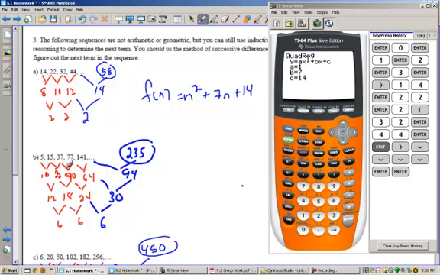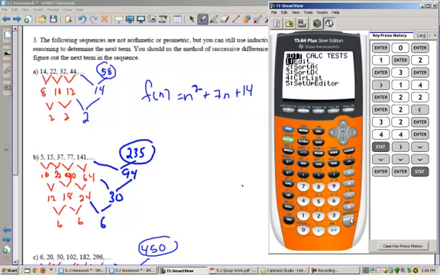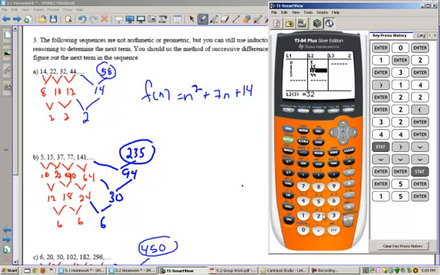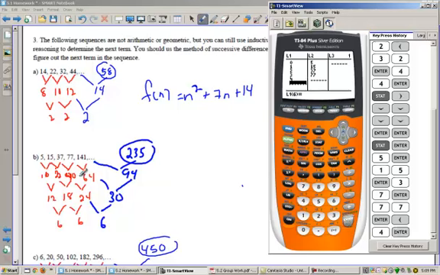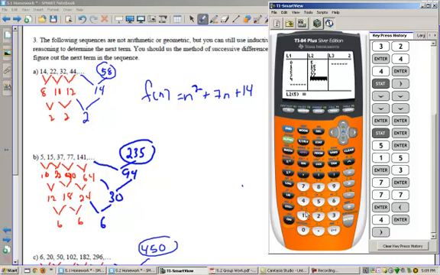Okay, I can do the same thing for part B. And so if you go back to stat, you hit enter, right? I can put in 5 for my 0 term, 15 in for my first term, 37 in for my second term, 77 in for my third term. And on this one I have a fourth term here, right? So 141. And this time it turns out it's a cubic.